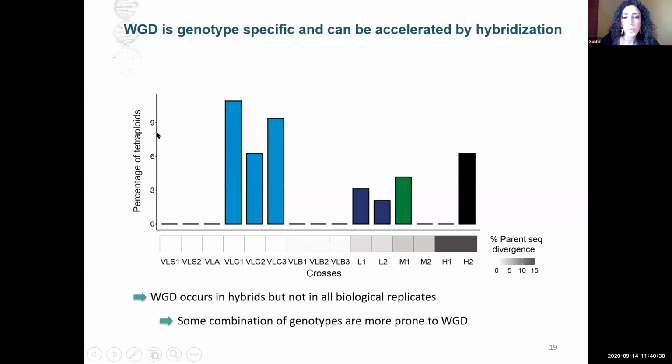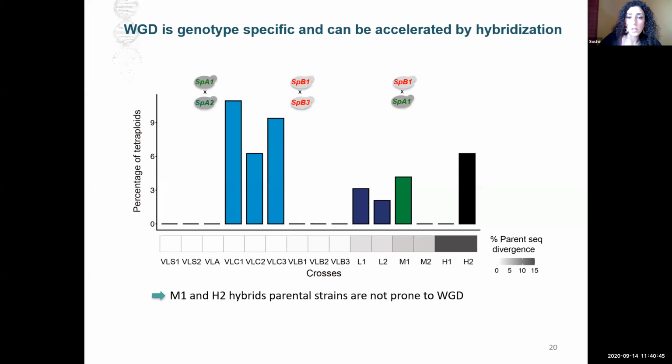We also observed that whole genome duplication occurs in hybrids, but not in all biological replicates. So this suggests that some combinations of genotypes are more prone to whole genome duplication. Indeed, for example, the M1 hybrids share parents with the VLA and VLB intralineage crosses where whole genome duplication did not occur.